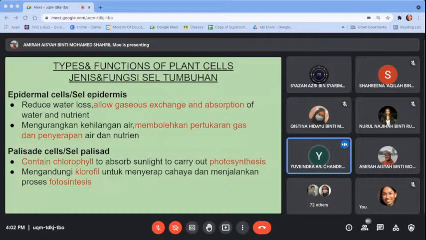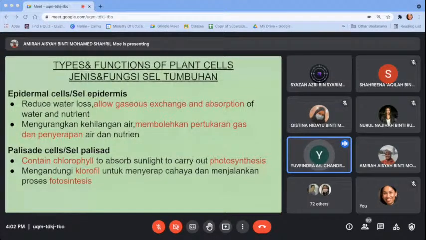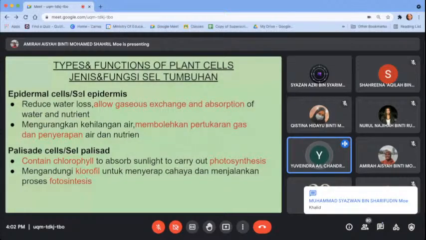Sel epidermis iaitu sel tumbuhan. Sel ini membolehkan pertukaran gas antara oksigen dan karbon dioksida, dan penyerapan air serta nutrien. Akhir sekali, daripada saya ialah sel pelisat. Sel pelisat ini mengandungi klorofil untuk menyerap cahaya yang digunakan sewaktu proses fotosintesis.